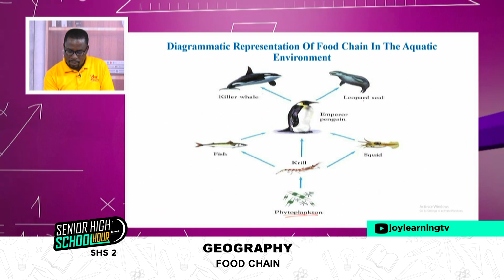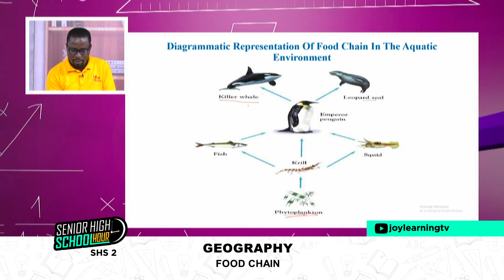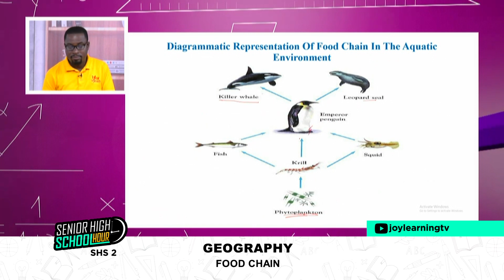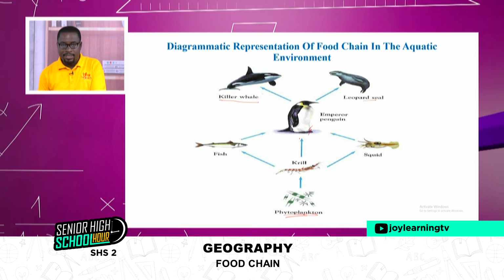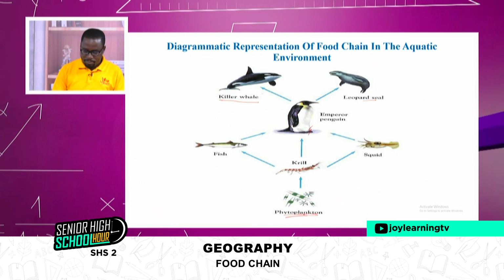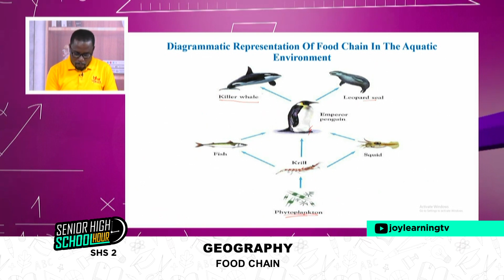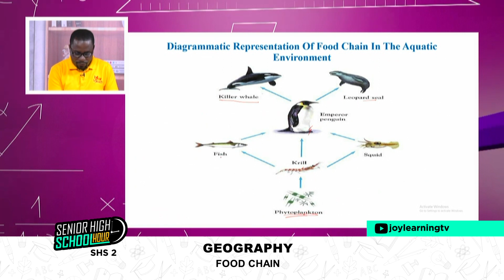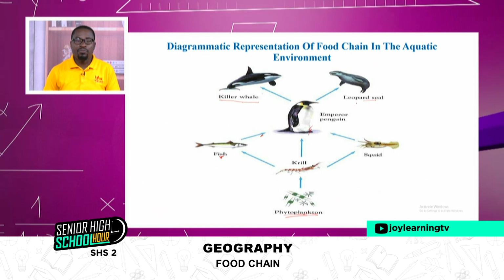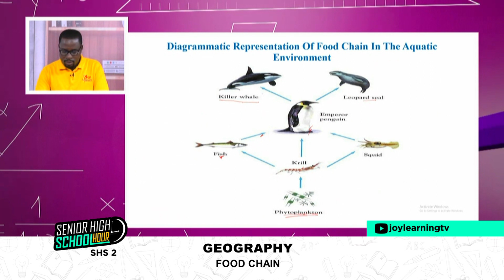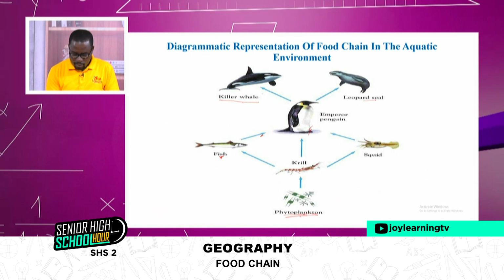And then we have the leopard seal or killer whale also feeding on the penguin. This exists in the aquatic ecosystem. Then we can also have the other way around, where the phytoplankton is being fed on by the fish. Then the penguin also feeds on the fish, and either of these, the killer whale or leopard seal, also feeds on the penguin.